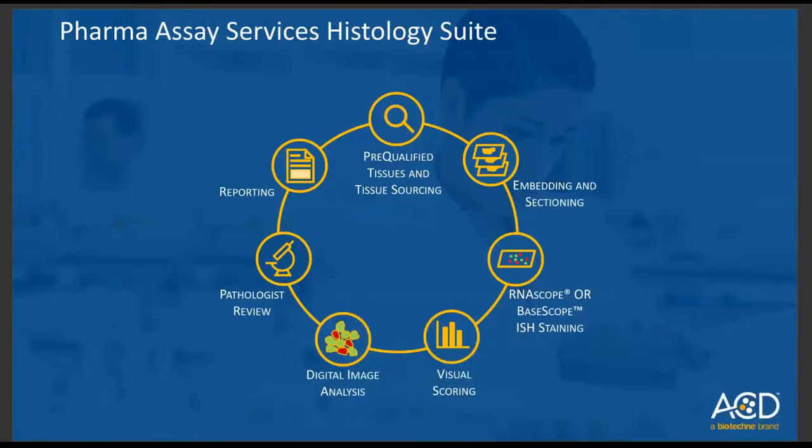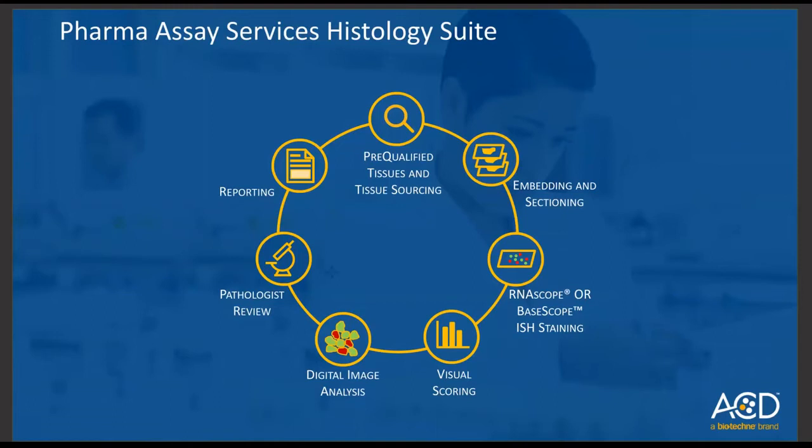Okay, so moving on. This is a brief overview of our PS workflow, or Pharma Assay Services workflow. We have a group of experts on histopathology services, and you can use that for your research needs, or any other biopharma or academic client or customer can use our group for any type of research needs.